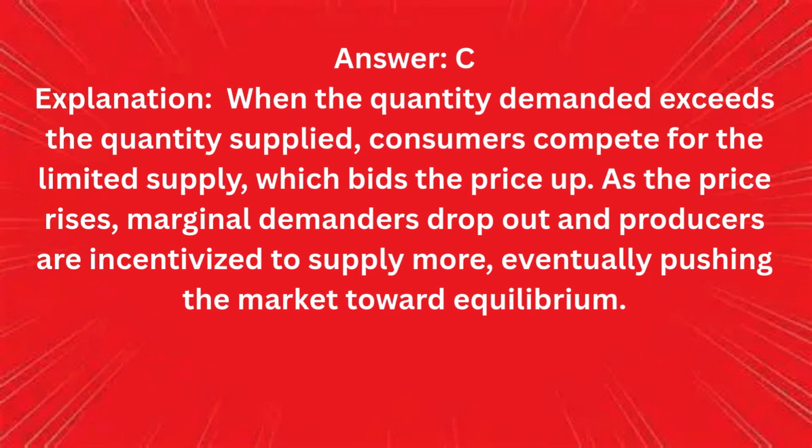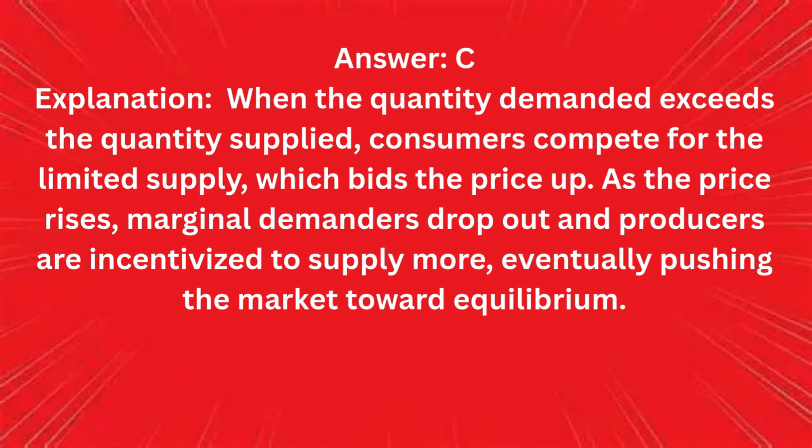Answer: C. When the quantity demanded exceeds the quantity supplied, consumers compete for the limited supply, which bids the price up. As the price rises, marginal demanders drop out and producers are incentivized to supply more, eventually pushing the market toward equilibrium.